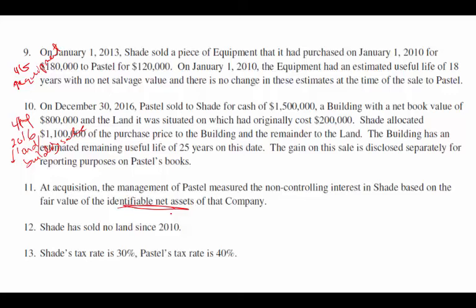Number 12. Shade has sold no land since 2010. While it may not be obvious at first, this is to help us with the fair market value increment on sub's land at acquisition. We don't need to amortize it since it has not been sold, and we only amortize fair value increments of non-depreciable assets when they're sold or impaired, neither of which has been identified to have happened here. Finally, number 13, Shade's tax rate is 30%, Pastel's is 40%. We will need these tax rates to determine our DIT impacts of the various elimination entries that we need to record.